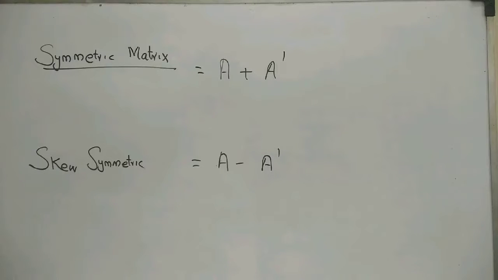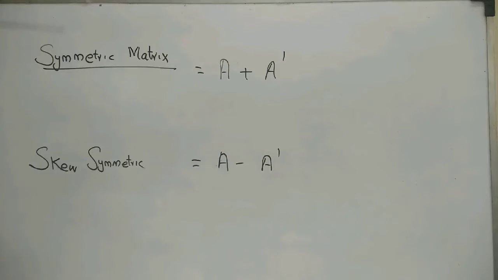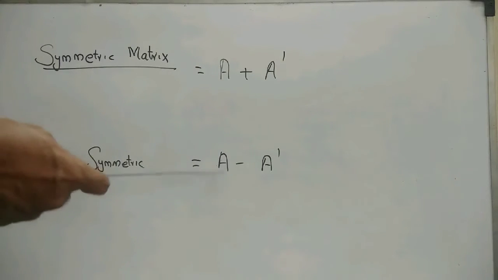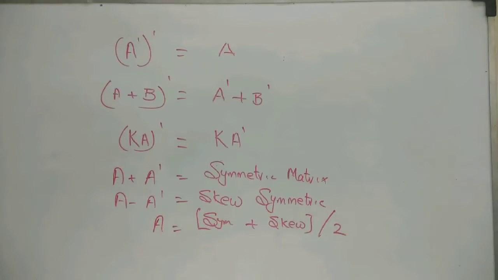If a matrix A is given, then we can find the symmetric matrix by the formula: A plus A transpose will give you the symmetric matrix. And similarly, to get the skew symmetric, we can use A minus A transpose. You will get the skew symmetric.